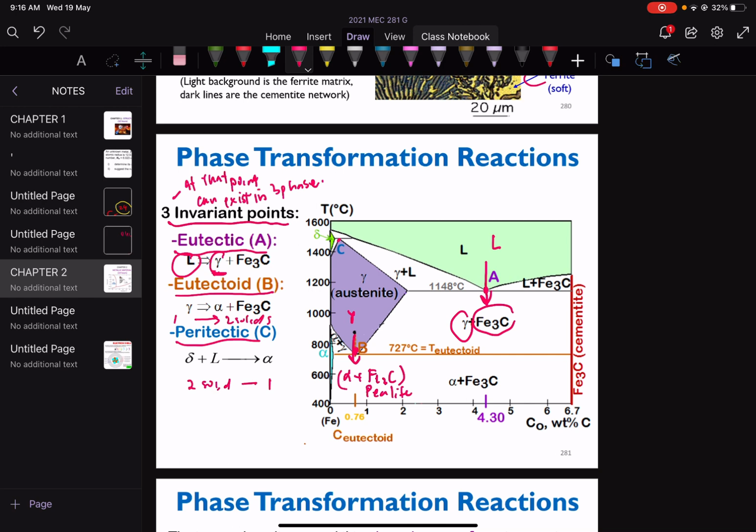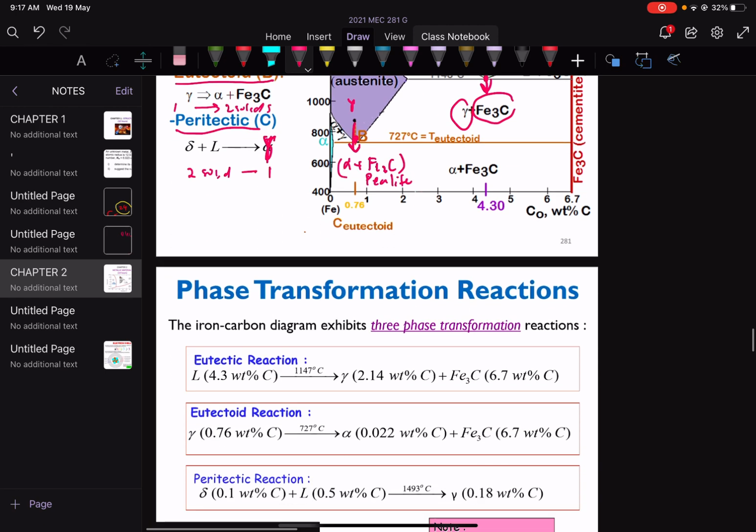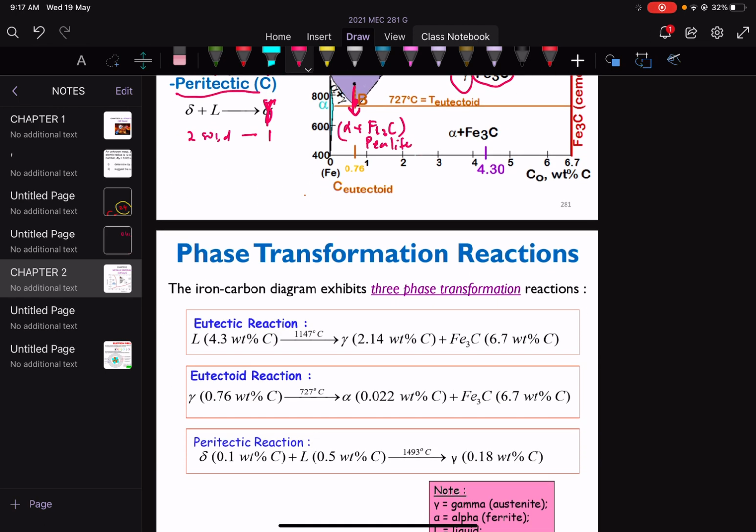So it is delta plus L. This one is delta plus L. It will become alpha. No, I think this one should become gamma. This one, delta plus L, will become gamma. So these are the three invariant reactions that happen in the phase diagram.